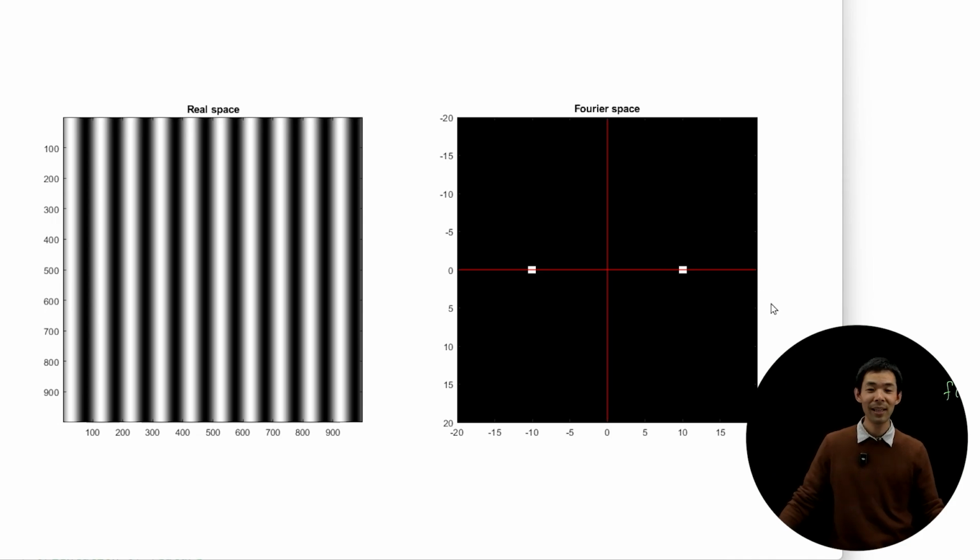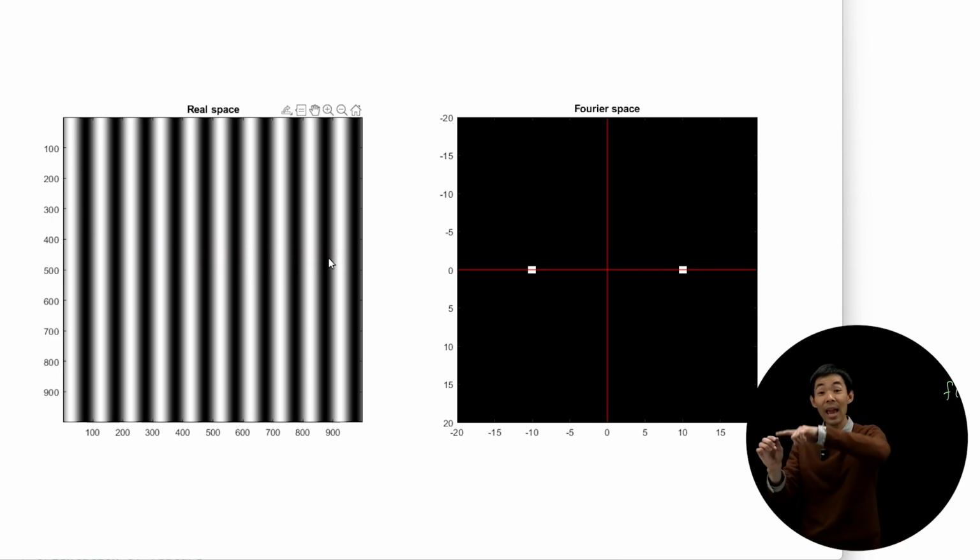But the key point is that if you look down here, we have a single dot residing at the point n equal to 10. And like I said, we have a reciprocal point over here at n equal to negative 10. The reason why is because if you go back to the real space picture, there are exactly 10 up and down waves along the x direction. You can count them: 1, 2, 3, 4, 5, 6, 7, 8, 9, 10. So there's 10 oscillations along your x domain.